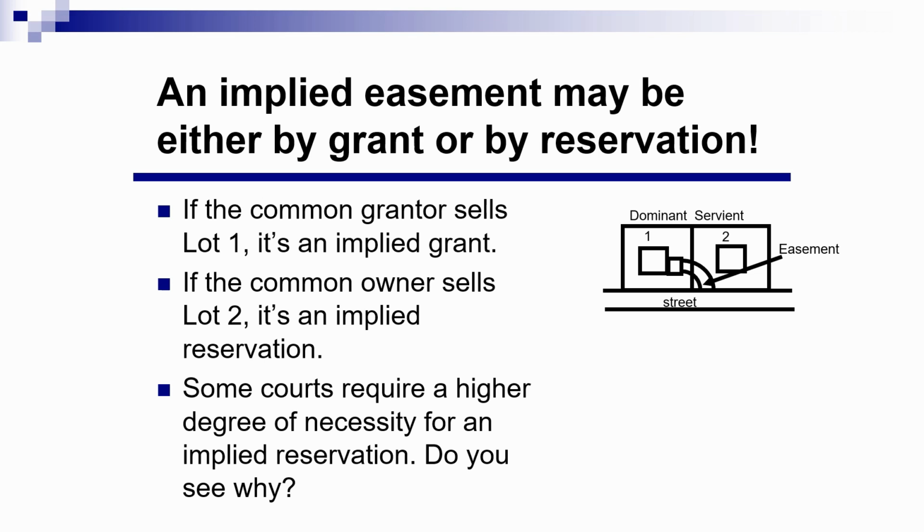What's more, in the implied reservation case, where Lot 2 is sold first, it's the common owner who normally drafts the deed, or the common owner's lawyer or scrivener will draft the deed. So they have every opportunity to put in the deed an express reservation of an easement. So because it is so easy for the common owner to get an easement by implied reservation, and so obvious to them that they need one, the courts are a little suspicious when somebody asks for an easement by implied reservation, and they may very well require a higher degree of necessity than they do for an implied grant.